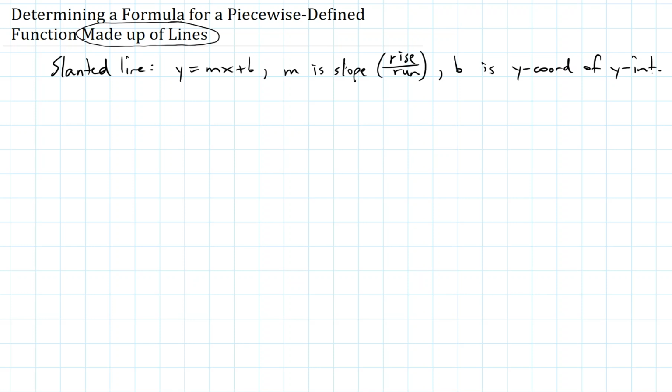Okay. The other case, if we're dealing with functions, is a horizontal line. And those are very simple. They're just y equals some number, basically wherever the line crosses the y-axis. It's a constant function. Okay, so we'll use these concepts in the example we're going to look at.